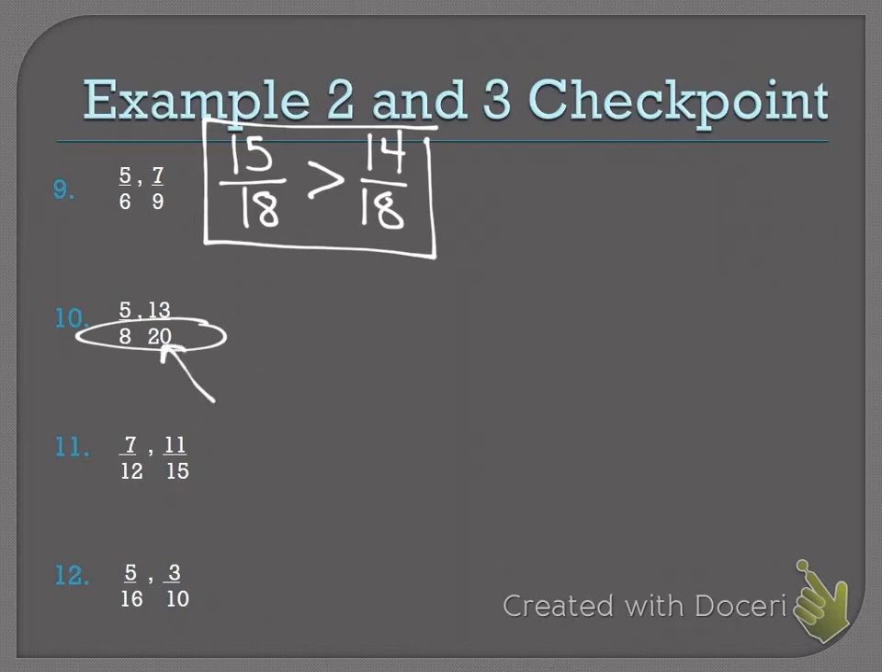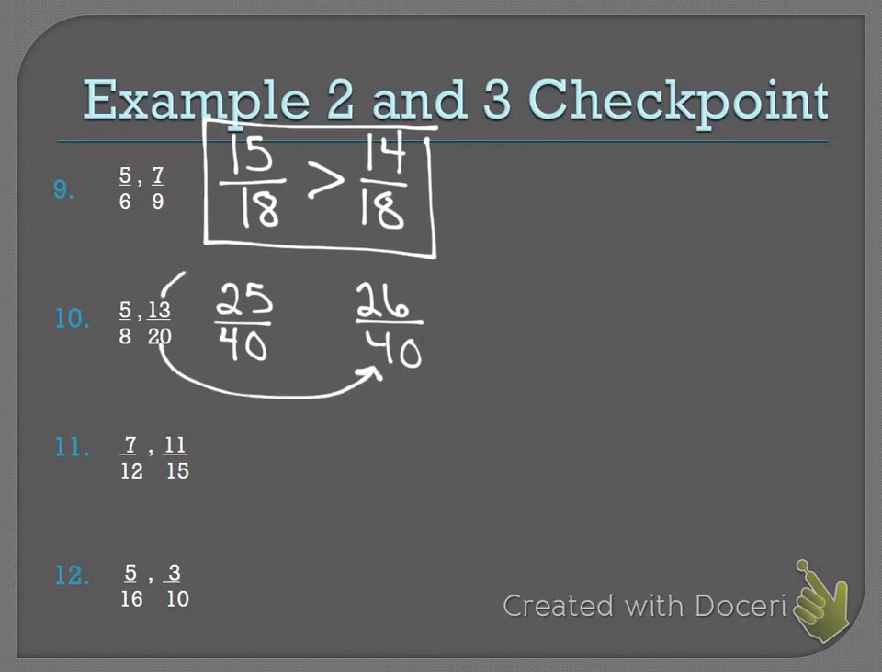Okay, so I start with 20. Does 8 go into 20? No. So now I go to my next multiple of 20. Does 8 go into 40? Yes, it does. So 40 is my LCD. How did I get 25? Because I multiplied 8 times what is 40? 5. So 5 times 5 is 25. Now let's do our second fraction. How did I get 26? 2 times 20 is 40, so 13 times 2 is 26. Equivalent fractions, I can see that 26 is bigger. Make a little more sense?